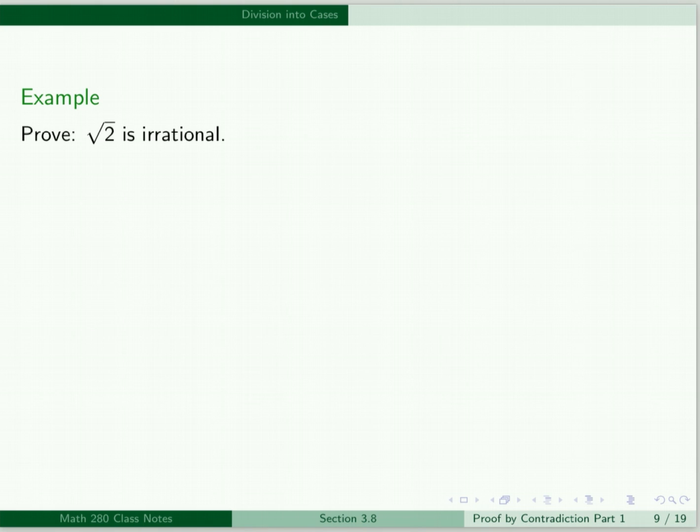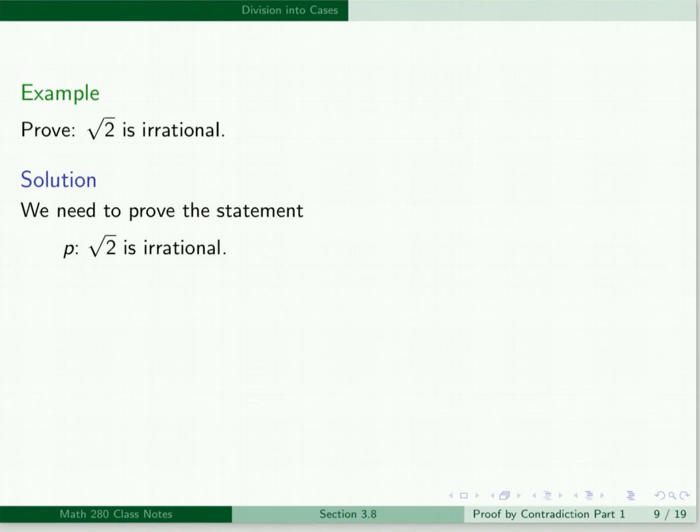So for the example, we want to prove that square root of 2 is irrational. Now the statement we're trying to prove is just a simple statement. It has no variables, no quantifiers. So if we were to write it in symbolic form, we would just represent it by a letter P. So we need to prove the statement P, where P represents square root of 2 is irrational.